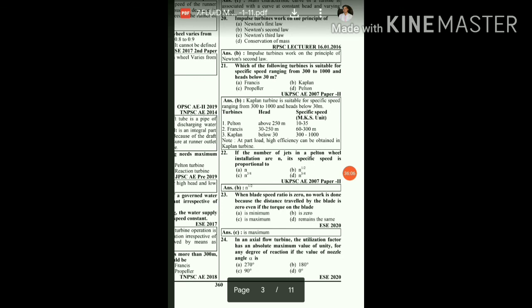For a head above 250 meters we can use a Pelton wheel. Similarly, for specific speed in the range 10 to 35 we can use a Pelton wheel, which is a type of impulse turbine. Then for a specific speed in the range 60 to 300 we can use a Francis turbine.